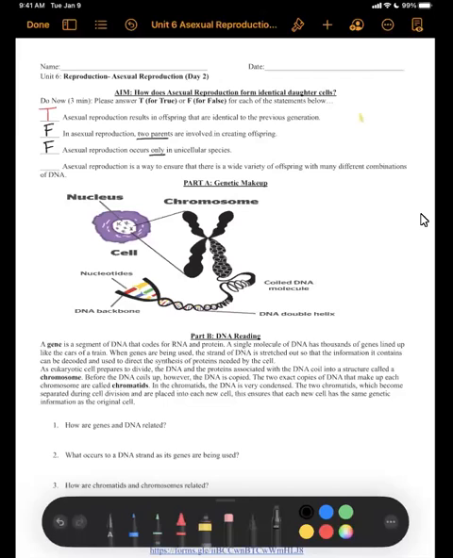And then last but not least, asexual reproduction is a way to ensure that there is a wide variety of offspring with many different combinations of DNA. Well, is there any variety? No variety, because there's no genetic variation. All of them are the same, right? So this is also false, okay? So hopefully you got T, triple F.